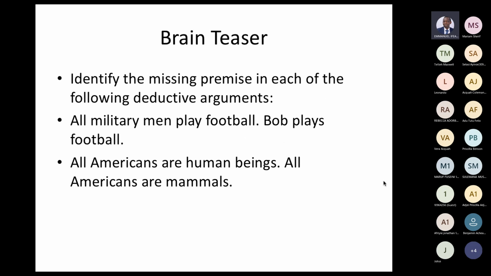Now, a little exercise. Identify the missing premise in each of the following deductive arguments. Now, these are deductive arguments with missing premises. All military men play football. Bob plays football. What is the missing premise? So if you want to answer, you can raise your hand and unmute your microphone.